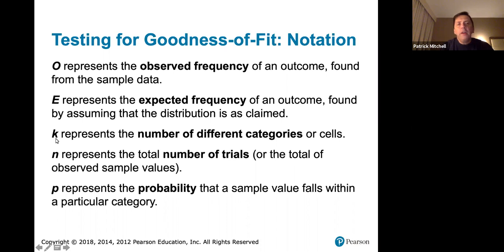All right, so K represents the number of different categories or cells. In the example of a die, K would be 6, because there are 6 possible outcomes. N represents the total number of trials, or the total number of observed sample values. So in my little die example just now, N would be 100. And P represents the probability that a sample value falls within a particular category.